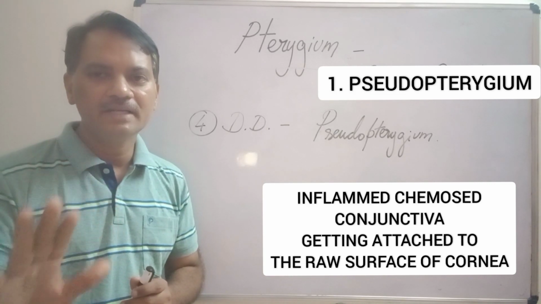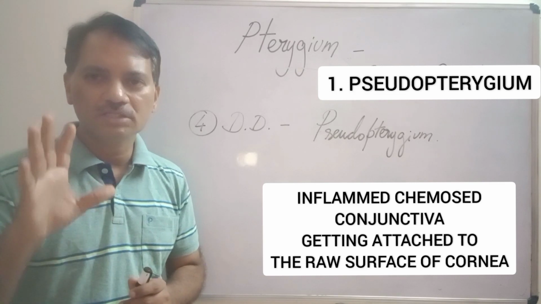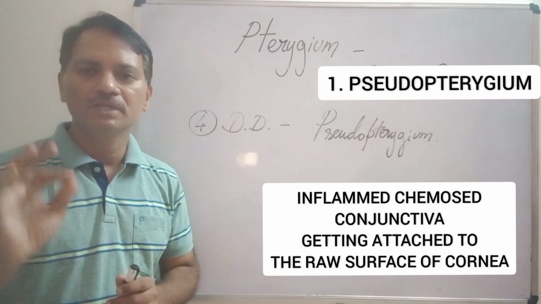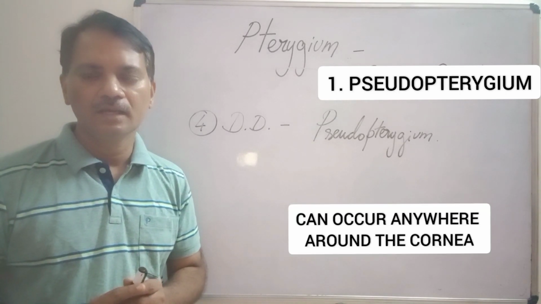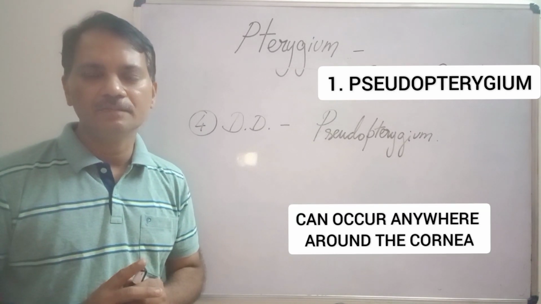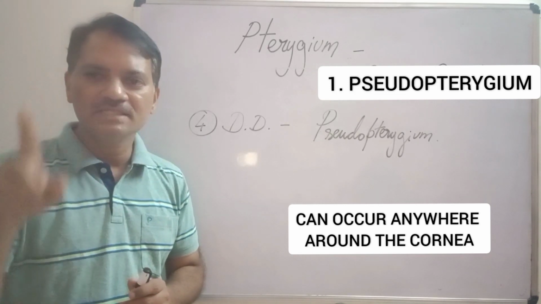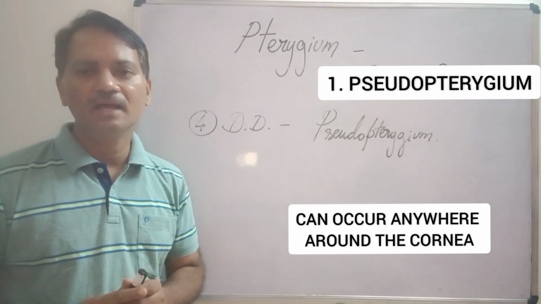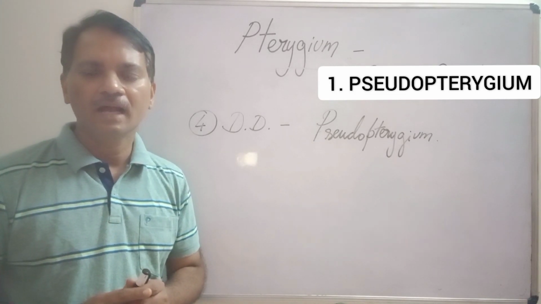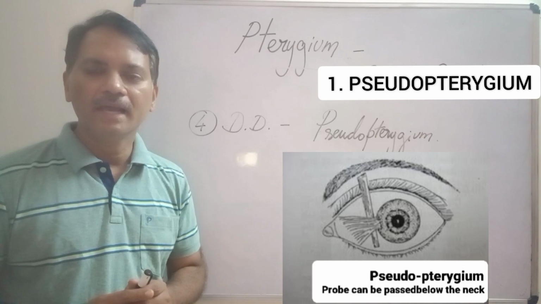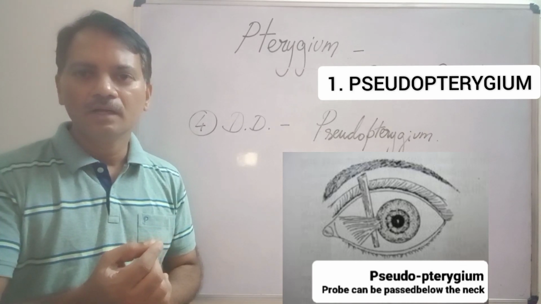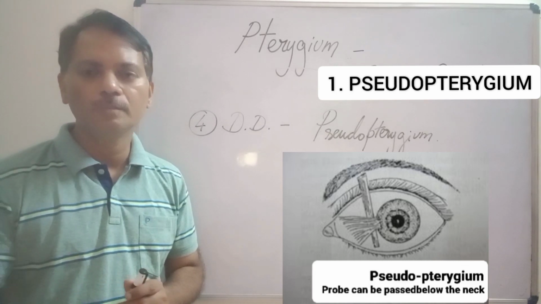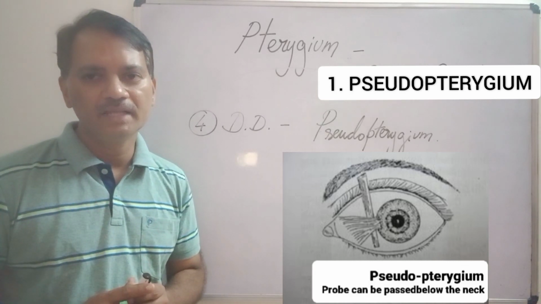But it is not a degenerative disease. It is because of the inflammation that there is attachment of the conjunctiva to the cornea. So that is called a pseudopterygium. Pseudopterygium, unlike pterygium, can occur all 360 degrees in the eye. Pterygium occurs only in the interpalpebral region, and apart from that, you can pass a probe below the pseudopterygium. You cannot pass a probe below a true pterygium.